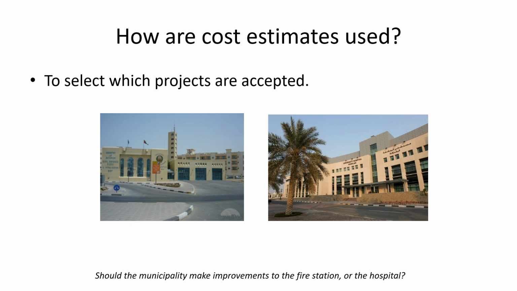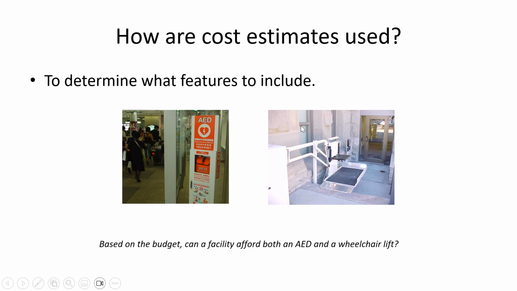Cost estimates will help us to understand which alternative to select. So in the case of a government agency which is doing a cost estimation, they may try to find out whether to make improvements to the fire station or to the hospital. Or if we are trying to determine which features to include in a project and there's limited funds available, we may not be able to afford both a wheelchair lift and also an automatic external defibrillator.